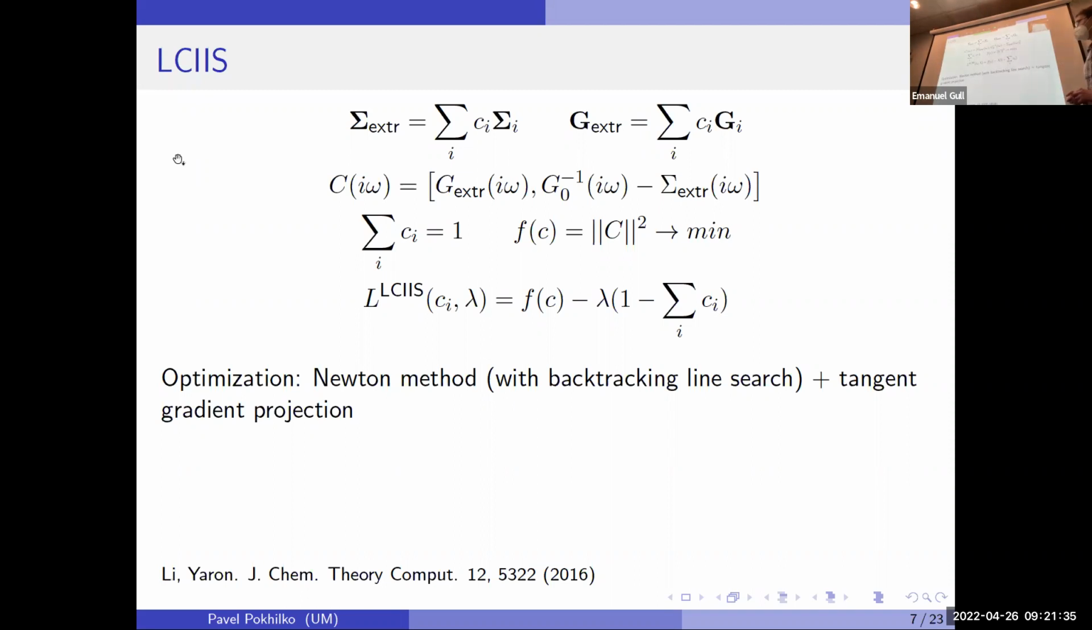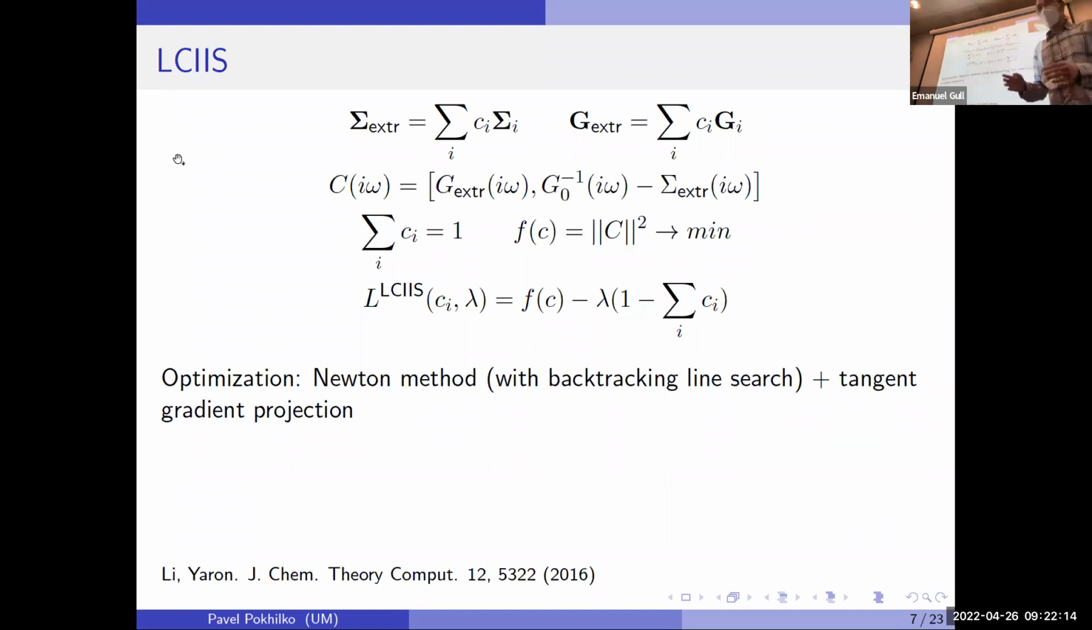So in the original publication, a Newton method was used, but it didn't have sufficient details of how it is implemented. So maybe there is some freedom of how it can be implemented. I implemented a Newton method for solving this problem with backtracking line search. And because it is a constrained optimization, I put in some safeguards with a tangent gradient projection to make sure that the step does not step out of this necessary constraint.